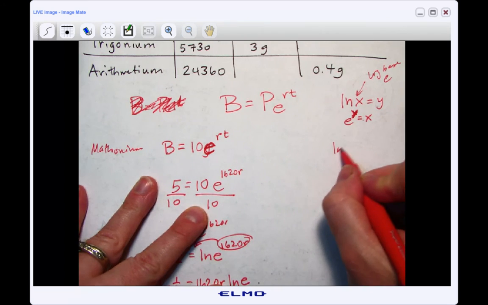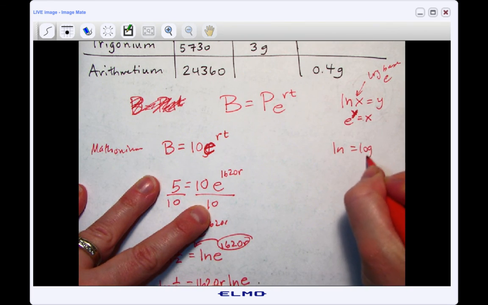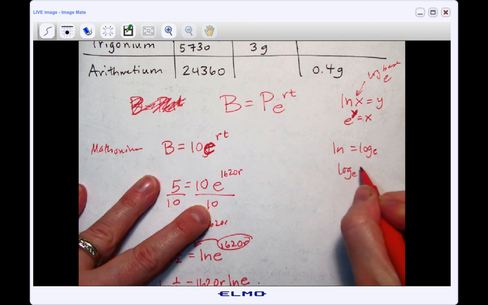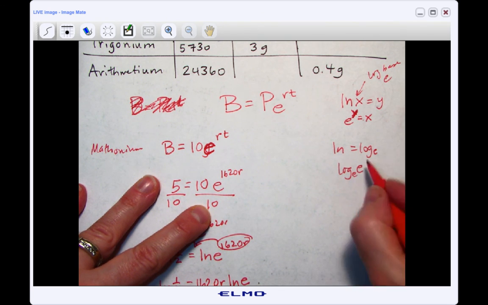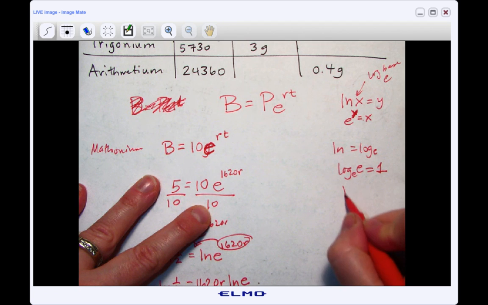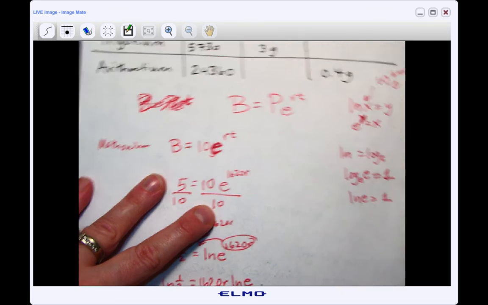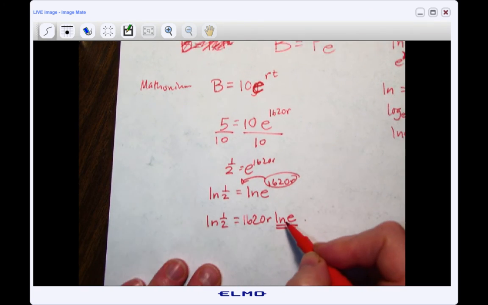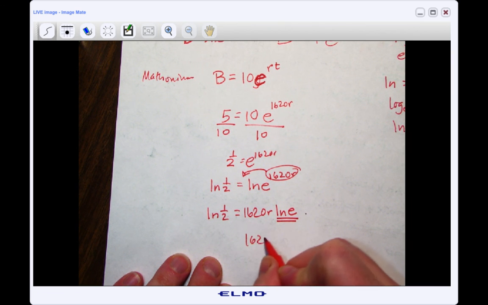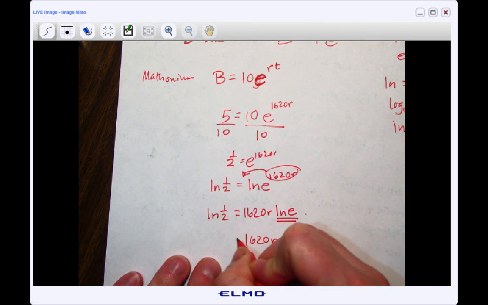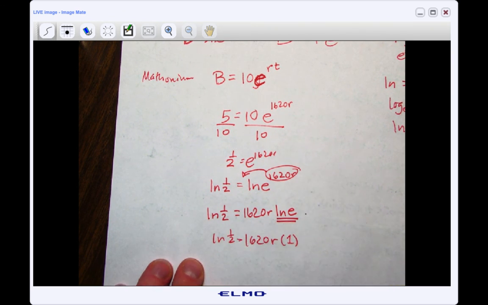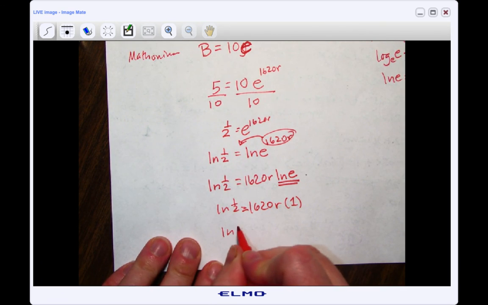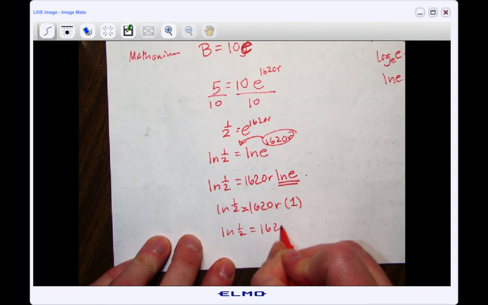So this says log base e of e. So what do I raise e to get e? Obviously, that's going to be a 1. So ln e is just a 1. So this whole thing simplifies to 1. So it'll be 1620r times 1. And of course, once it's a 1 and I'm multiplying by it, I don't even really need to write it anymore, right? So this says ln 1/2 is equal to 1620r.